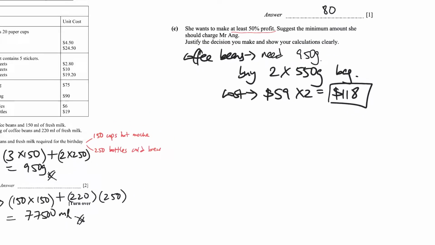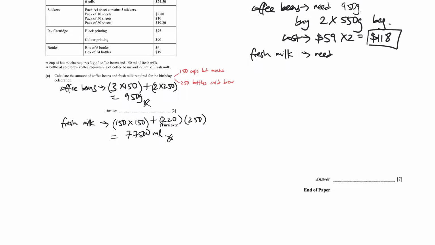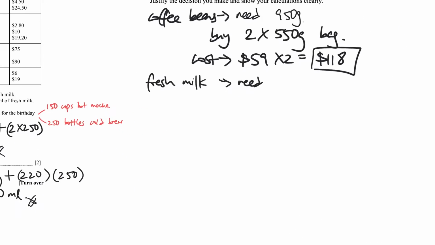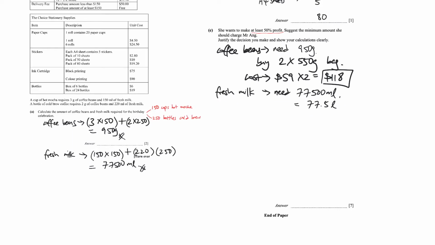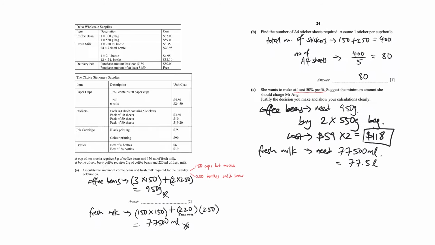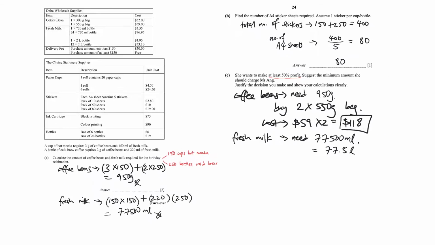Next thing, fresh milk. We're going to need fresh milk to make all the coffee. And for fresh milk, how much do we need? We need 77,500 ml, which, if you divide by 1,000, is 77.5 liters of fresh milk. Then we look, okay, how do we get that? If you play around with the numbers, you will see that we need 77.5.